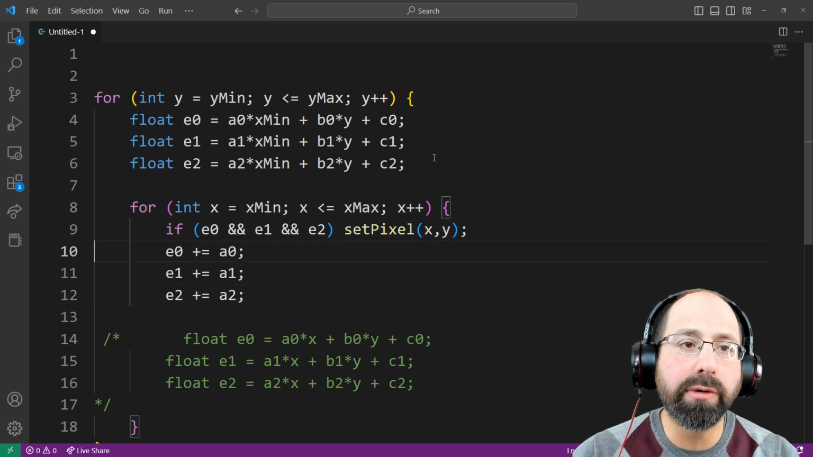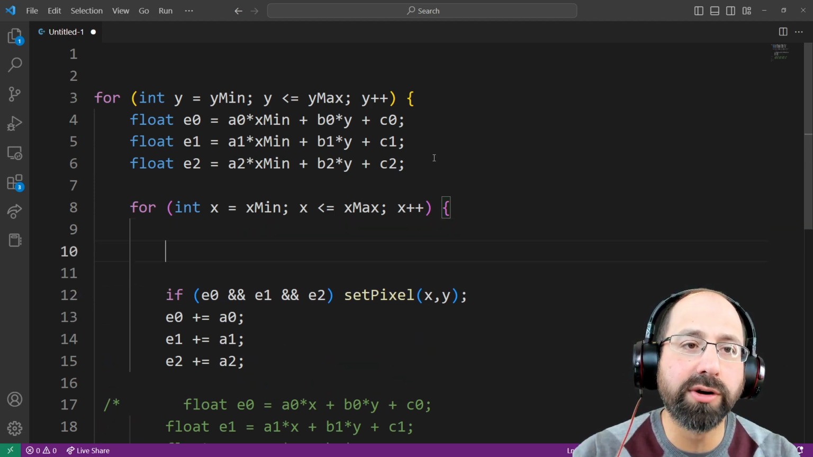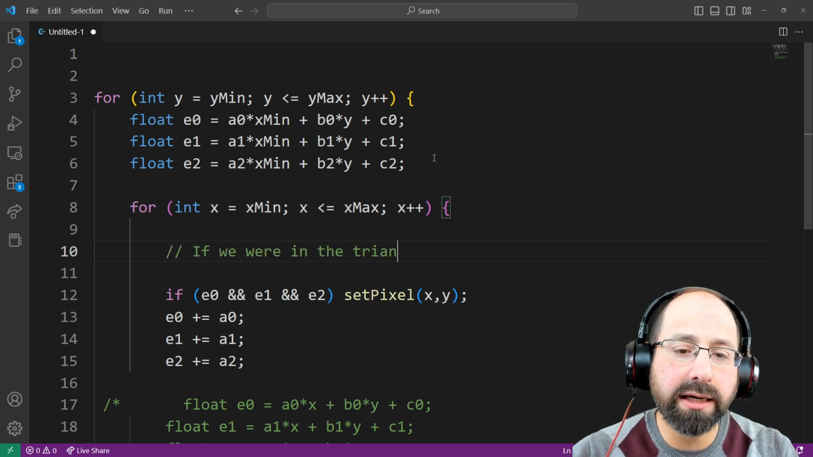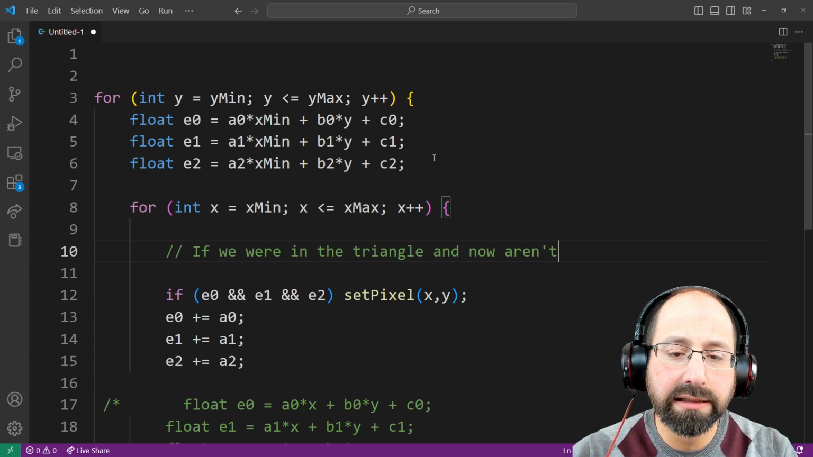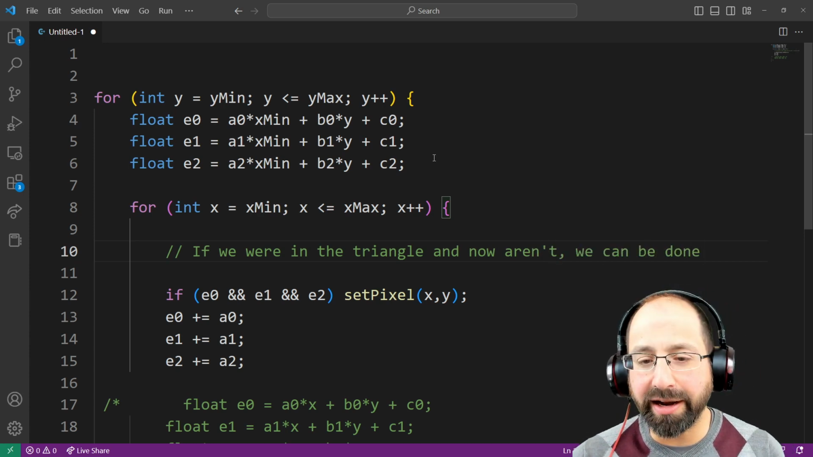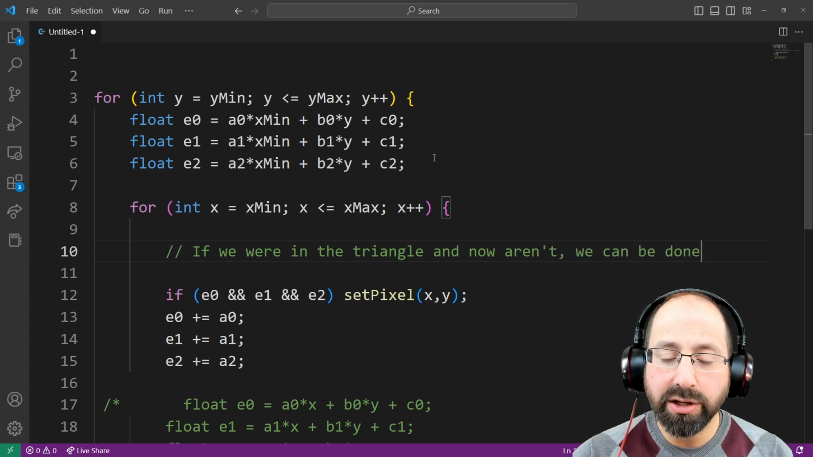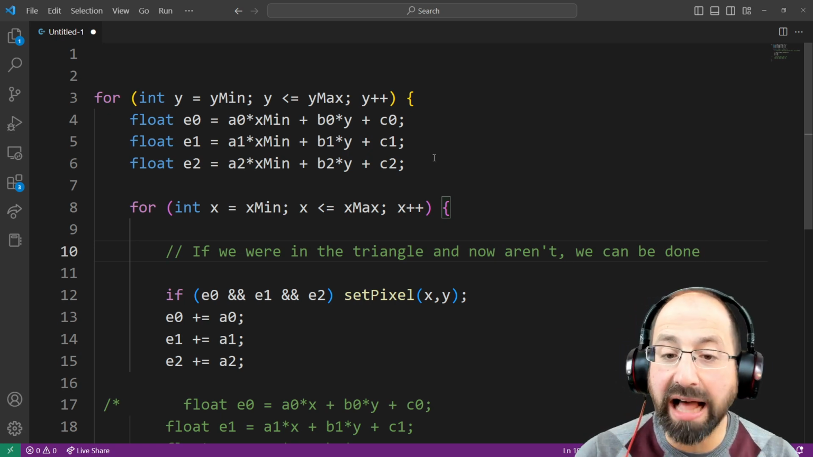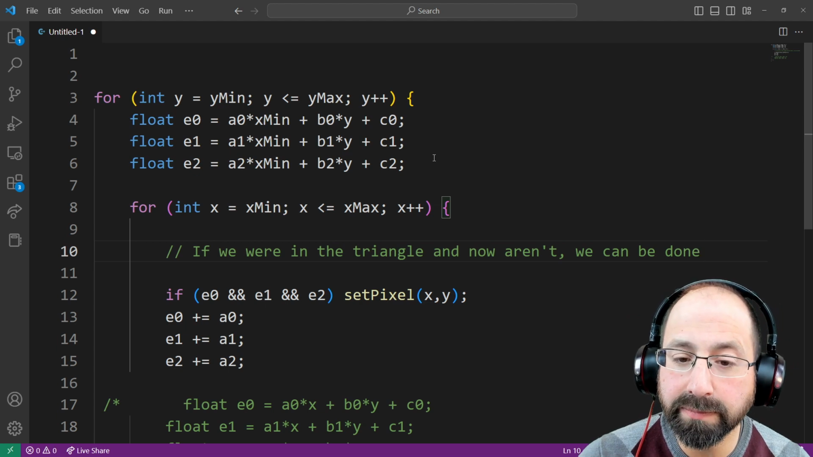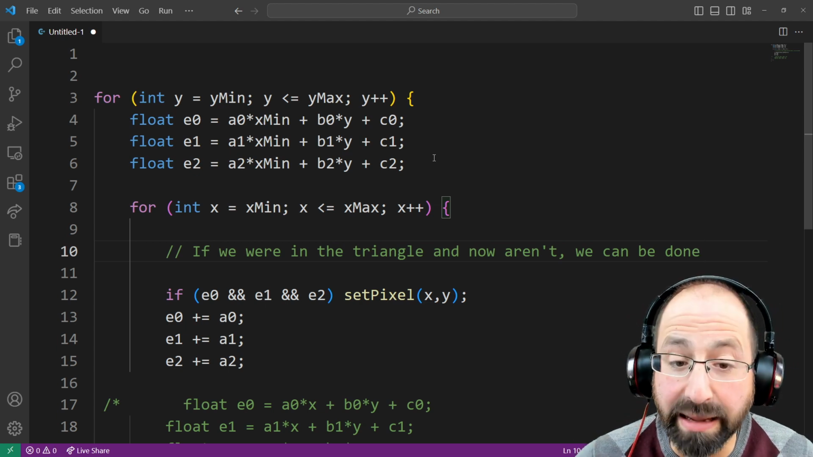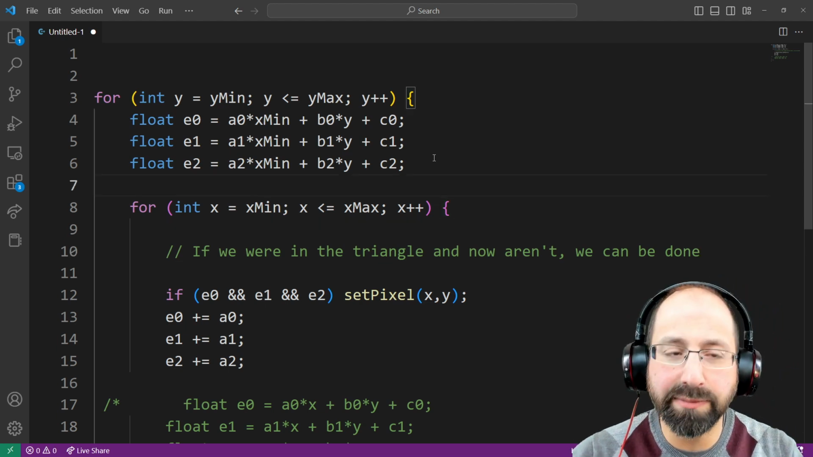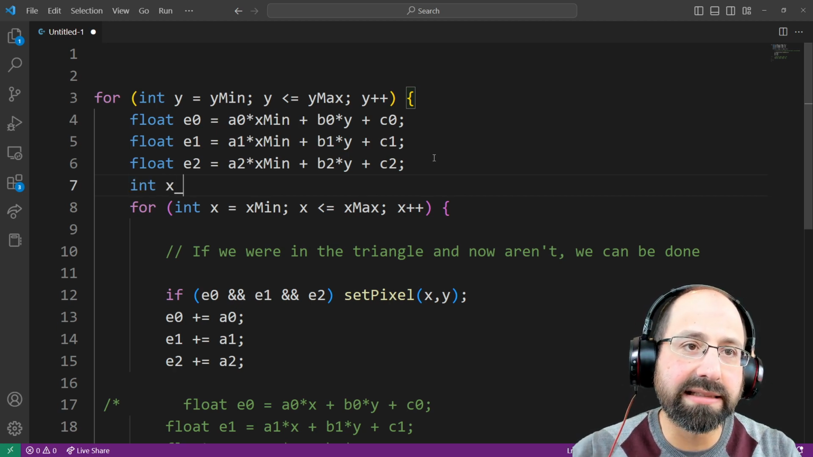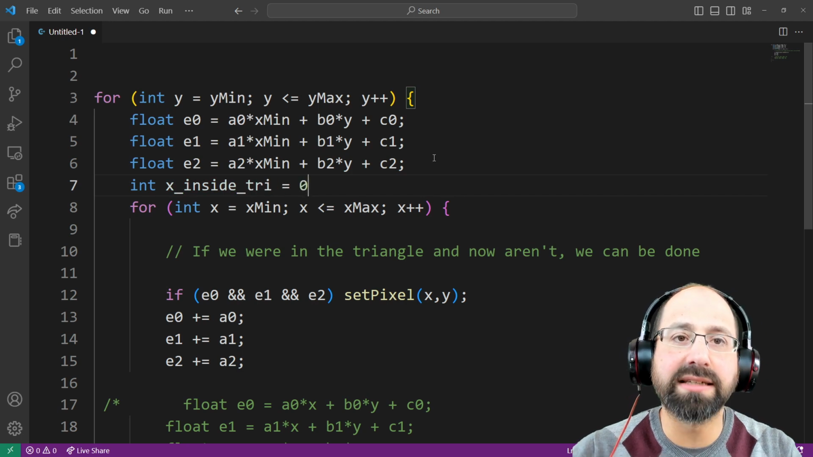One way to reason about it would be to write a code comment. If we were in the triangle and now aren't, we can be done. Something like that, right? We were inside the triangle, we now calculated we are not inside the triangle anymore, and we can be done at that point. That would require some sort of variable. We can call it x inside triangle, and we would set it to 0, right?